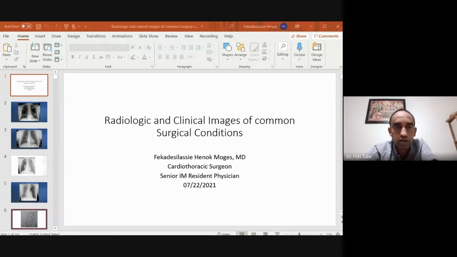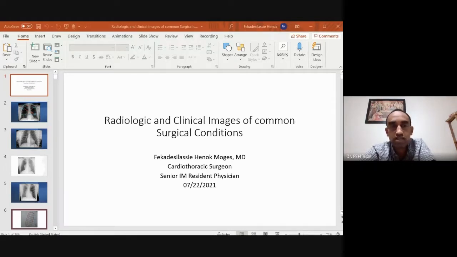For those of you who are new to this session, my name is Fakade Selassie Henok Mogas. In Ethiopia I am Fakade Selassie Henok, but here people know me as Dr. Mogas. I used to be a cardiothoracic surgeon in the Department of Surgery. Now I have moved to the US and I'm doing my internal medicine residency. I'm a senior resident finally.